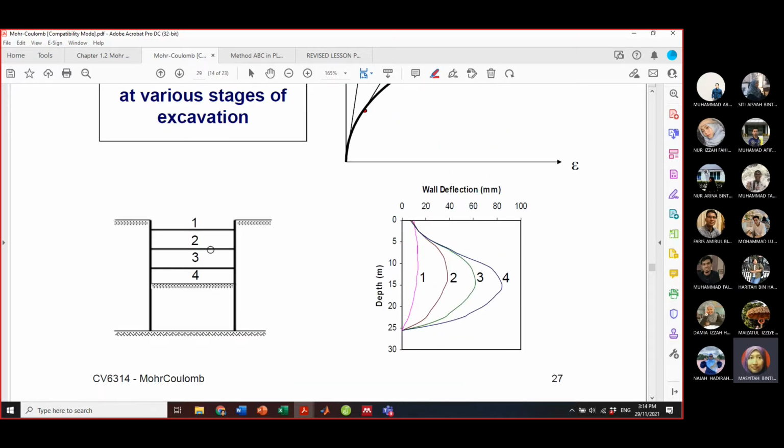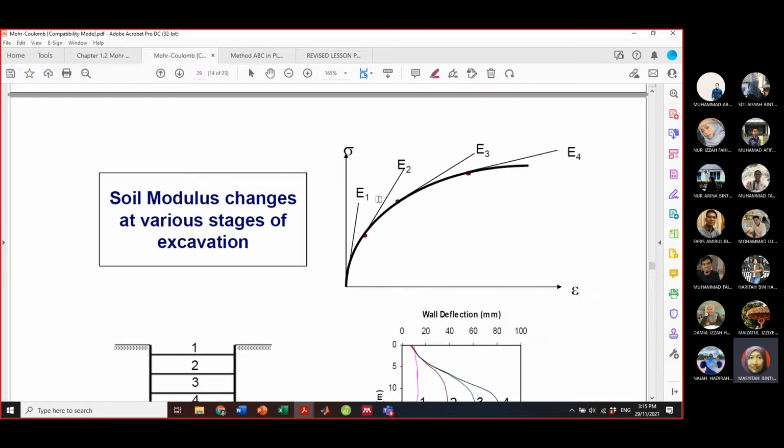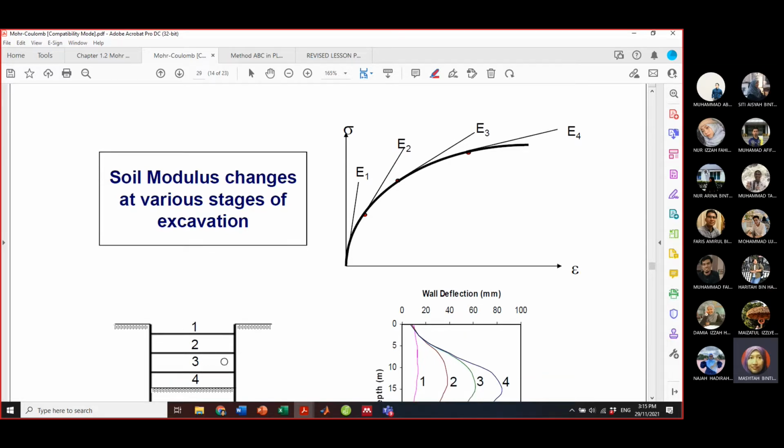Okay, this explains to you the changes in stress when you are having a wall deflection, when you have a soil excavation for wall applications. Okay, yang ni dia punya estimated lah, the wall deflection from the first excavation, second excavation, third excavation and to the last step, fourth excavation. So it is actually explaining to you the behavior of the material is non-linear. You may have E1, E2, E3 and E4. The E also represents the situations of the excavated soil from the first 1, 2, 3 and 4.